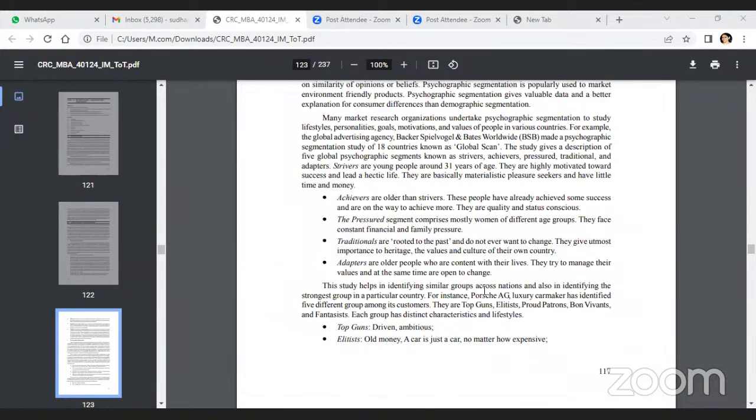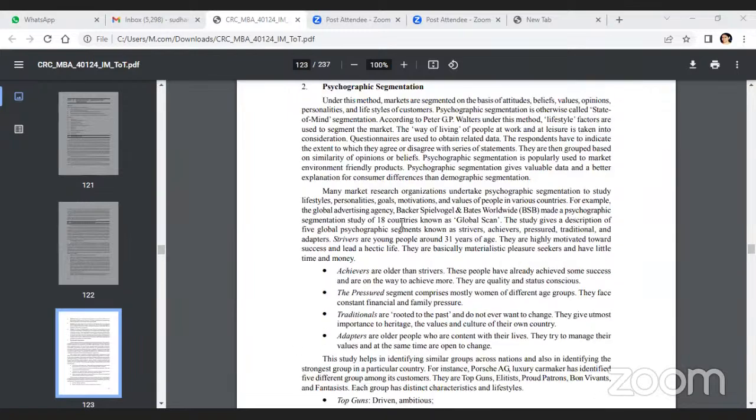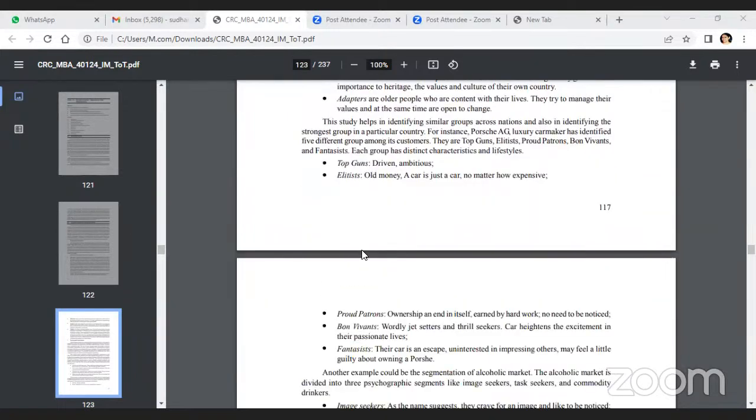And values, they easily adapt to the new system. They are open to any system. We really can do that. The next one is based on the consumer behavior and characteristics. We divide, that is psychographic segmentation. Okay.